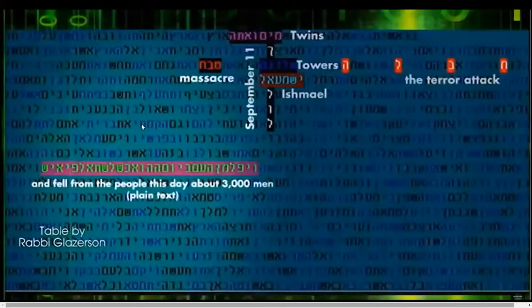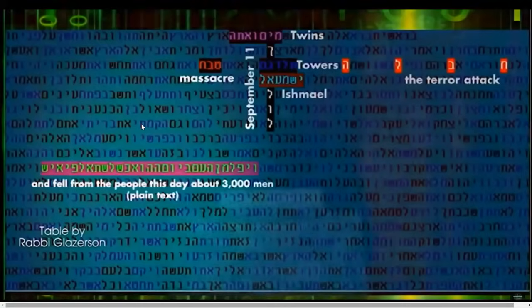Then this is one that we have actually in the film. It's the Twin Tower Table: Massacre, Twins, Towers, Ishmael, Massacre, September 11th, the terror attack. Over the plain text that says, and fell from the people this day about 3,000 men. I mean, there's the whole deal right there. And that's in the plain text, non-encoded.